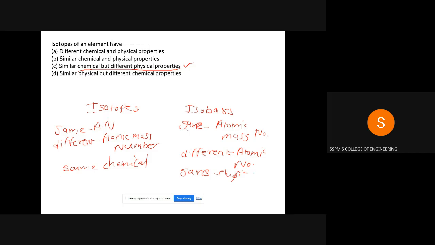If you remember isotope, what is it? Same atomic number, different atomic mass number; same chemical properties, different physical properties. Opposite to that is isobar. Isobar means same atomic mass number, but different atomic number; similar physical properties, but different chemical properties. So these are the isotopes and isobars. If they ask the question, which is isobar and which is isotope, isotope is a different concept and isobar is a different concept.